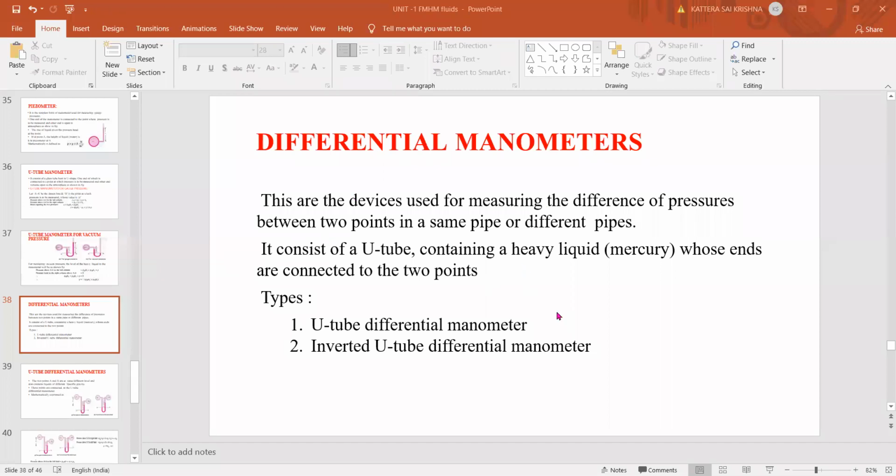So these are the devices which are used for measuring the difference of pressures between two points in the same pipe or in different pipes. Suppose in the same pipe, we can find the difference of pressure at P1 at one end and P2 at the other end. So what is happening there? How much pressure is there at the inlet of the pipe and how much pressure is there at the outlet of the pipe? We can find the difference by using this, right?